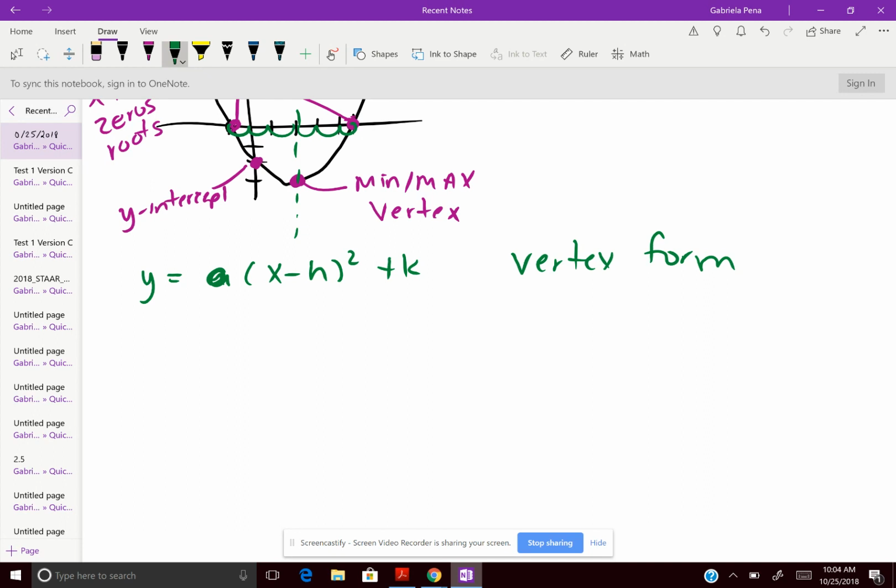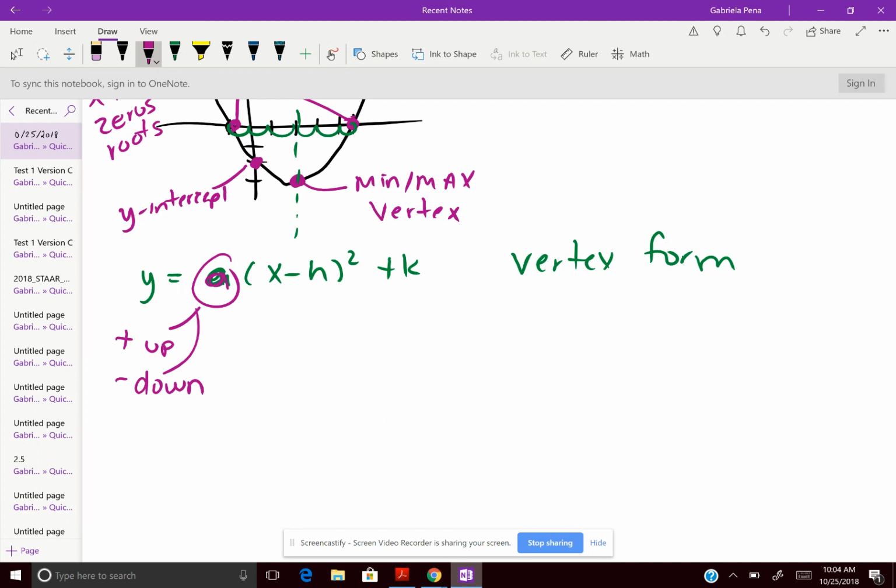So when you see this, the first thing I need you to understand is this. If the A is positive, it's going to open up. If the A is negative, it's going to open down. Sorry, I said it backwards. If it's positive, it opens up. If it's negative, it opens down. This is just an A.